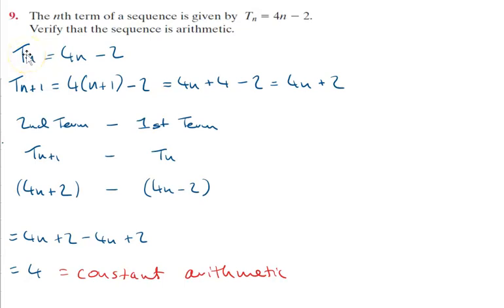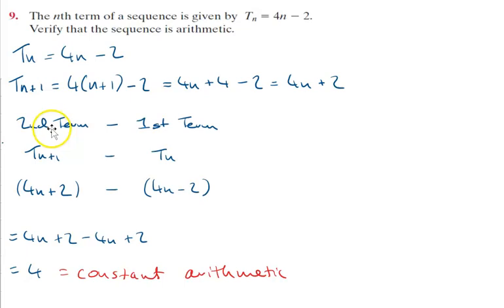So if Tn is the first term, then Tn plus 1 could be seen as the second term. If Tn is the seventh term, then Tn plus 1 would be the eighth term. If Tn is the 20th term, then Tn plus 1 is the 21st term, and so on. So you can think of it in terms of Tn being a term and Tn plus 1 being the next term, because these are consecutive terms. So for the sake of this example, I'm going to call them the second and the first term.